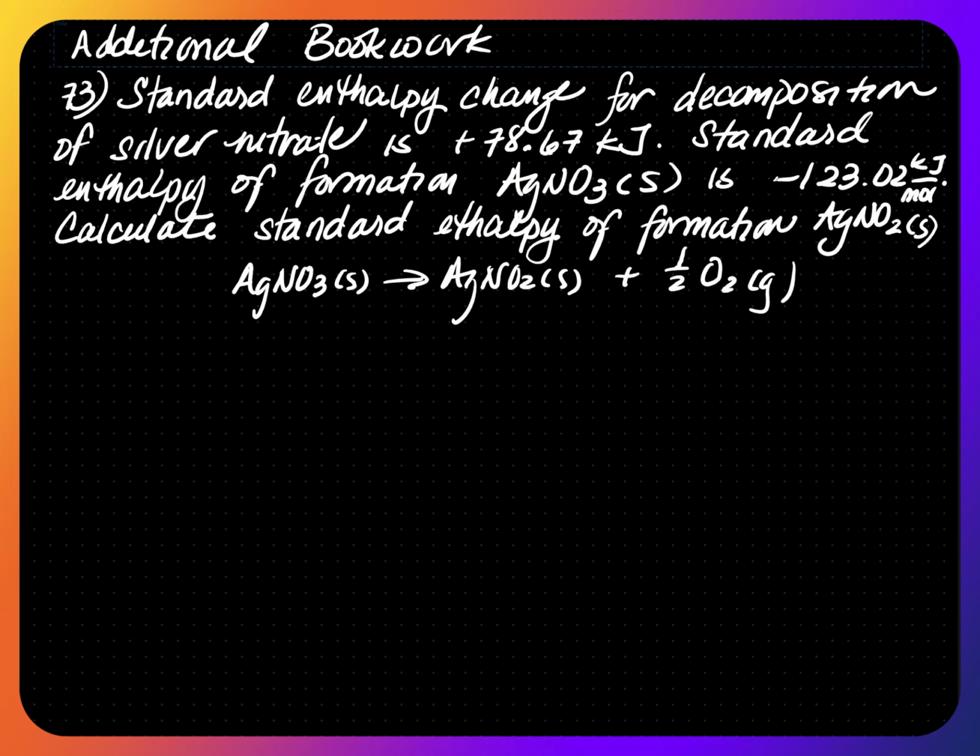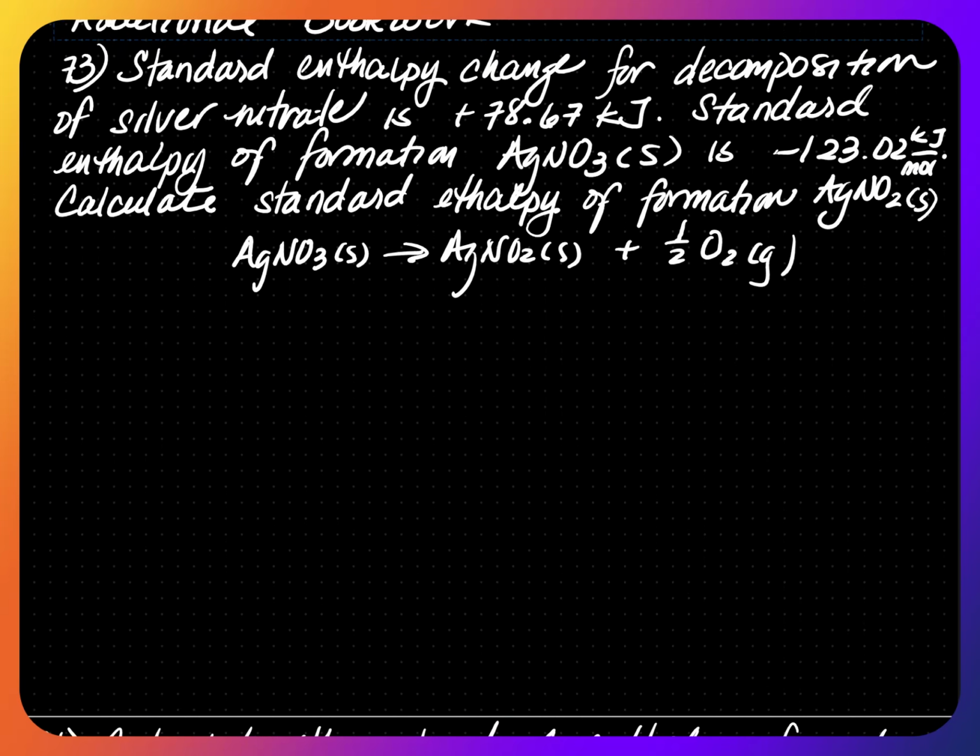These are additional book problems that I did not assign to help you with the vocab. This is number 73 in your textbook. Standard enthalpy change. Since we're looking for the standard enthalpy change, that is delta H reaction naught, for the decomposition of silver nitrate. The standard enthalpy of formation of AgNO3 solid is given. Calculate the standard enthalpy of formation of silver nitrite.